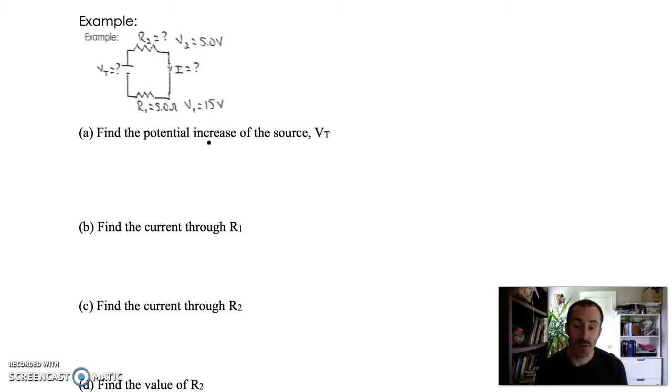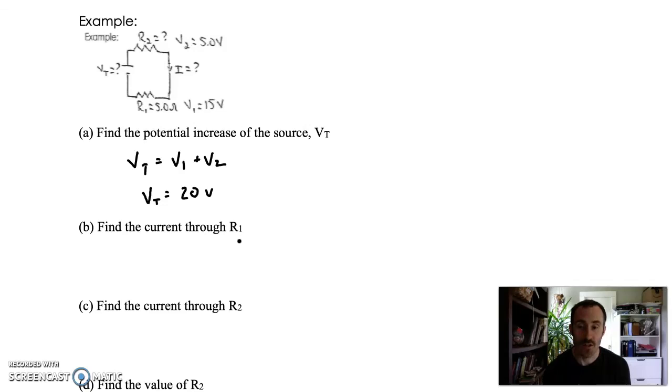We can find the total potential increase of the source. And we can do that because we know that all of the individual voltage drops have to add up to the total. So the total voltage supplied at the source is 15 volts plus 5 volts. So Vt is V1 plus V2. And so the total voltage in the circuit is going to be 20 volts. Okay, so we already know one piece.